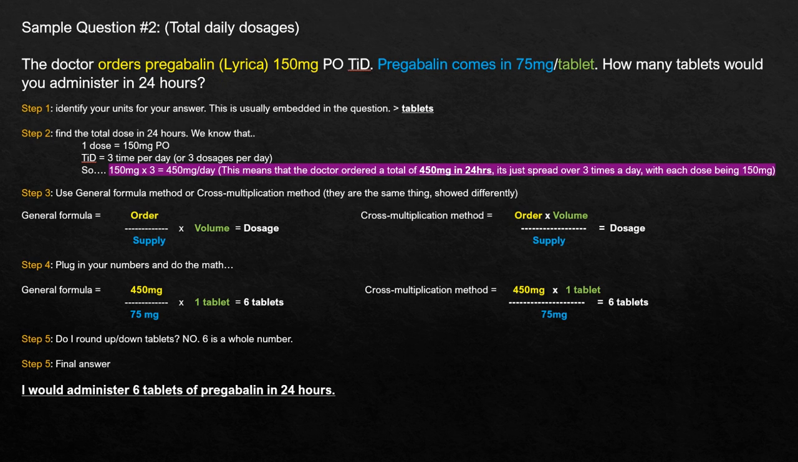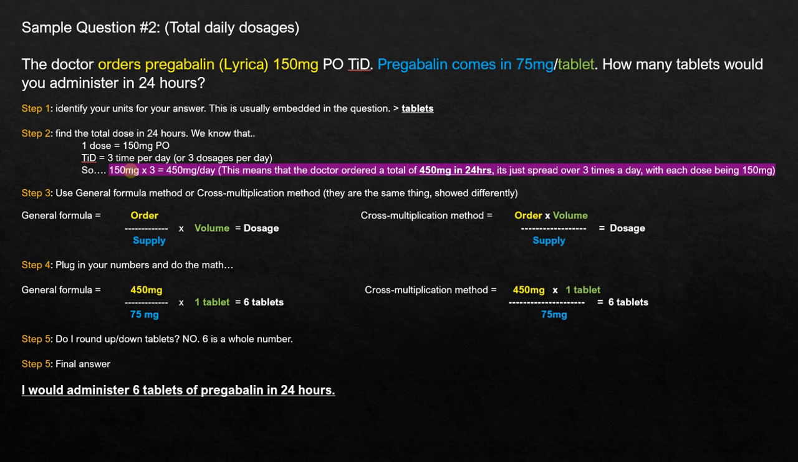Okay, so step number 1, same thing. We're gonna identify our unit, and in this case, I'm already telling you the units. I want tablets, so your answer should be in tablets. Okay, step number 2, this is where we're going to find out the total dose of pregabalin that we're going to give in 24 hours. So from what we know, 1 dose equals 150 milligrams, correct? Right here. And the doctor orders it TID, which is 3 times a day. So if we order 3 times per day, that means that it is 3 dosages in 1 day.